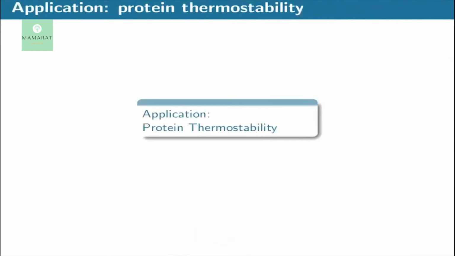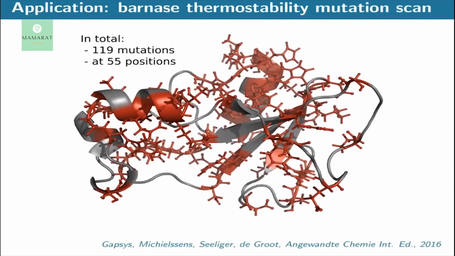Right, so we now have all the technical background that is needed to go into the applications, and let's have a look at the protein thermostability. So we wanted to know what is the free energy difference upon amino acid mutation in protein folding. We looked at the Barnase, and it's a very good test system because it has been studied experimentally very thoroughly.